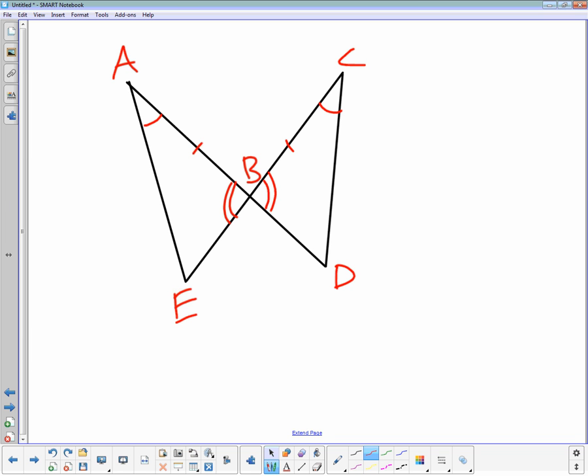Okay? All right, now let's look at one triangle alone. We know A, right? We know AB. And now we know this angle right here, ABE, right? Do I know BE? No, I don't know that. I don't know angle E either. And I don't know AE. Right? I don't have any of that.